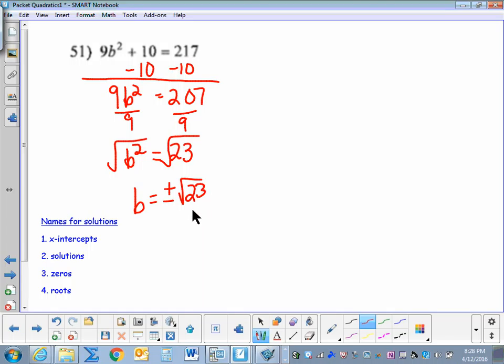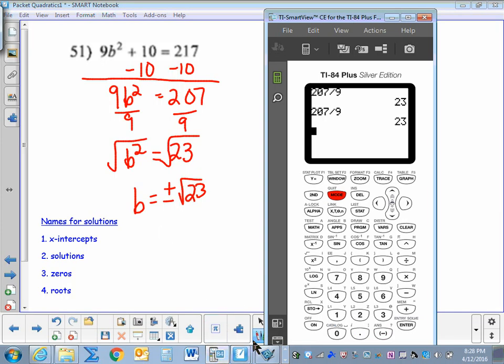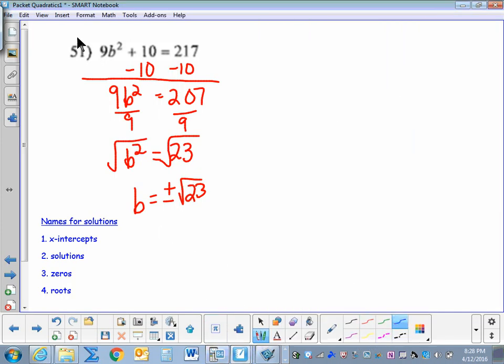Now, can I simplify that radical? No, it's a prime number. It's already simplified. So now I'm going to go ahead and verify on my calculator. Okay, first let's think about it. We're going to put in y equals 9x squared plus 10, and let's move this 217 over.